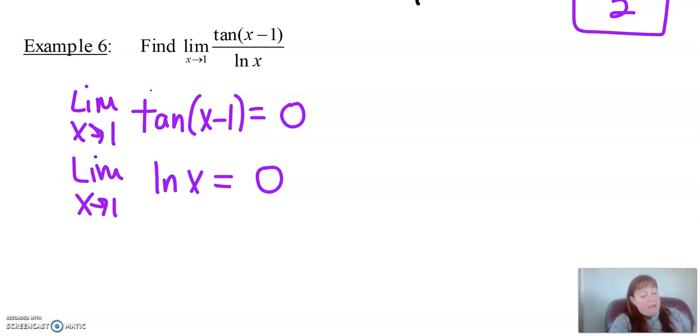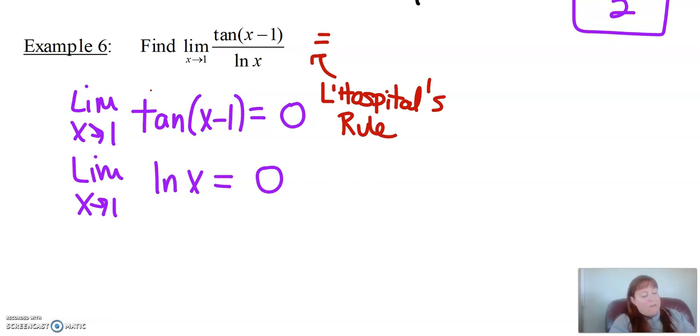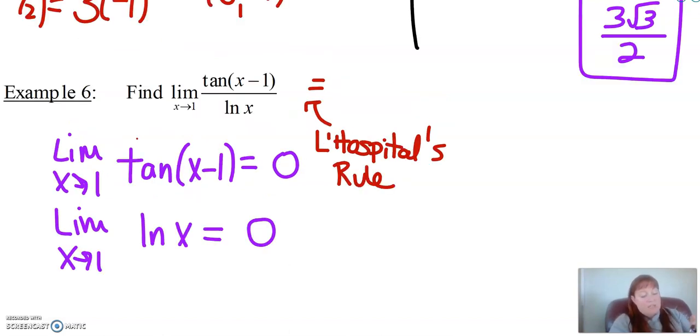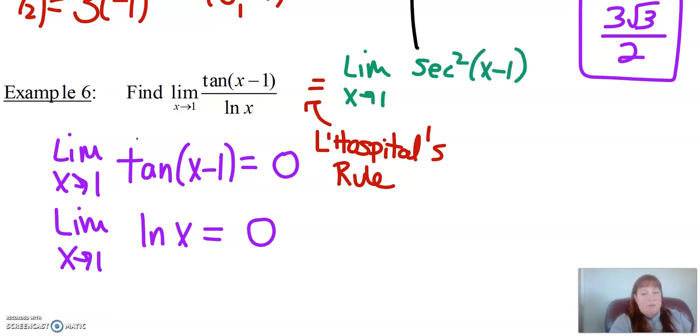So by L'Hopital's, we can take the derivative of top and bottom, and the limit is equal to the same thing. So this is equal to the limit as x approaches 1 of the derivative of the top, which would be secant squared of x minus 1. So we take the derivative of the outside with the inside still intact, then we take the derivative of the inside. Well, the derivative of the inside is 1.